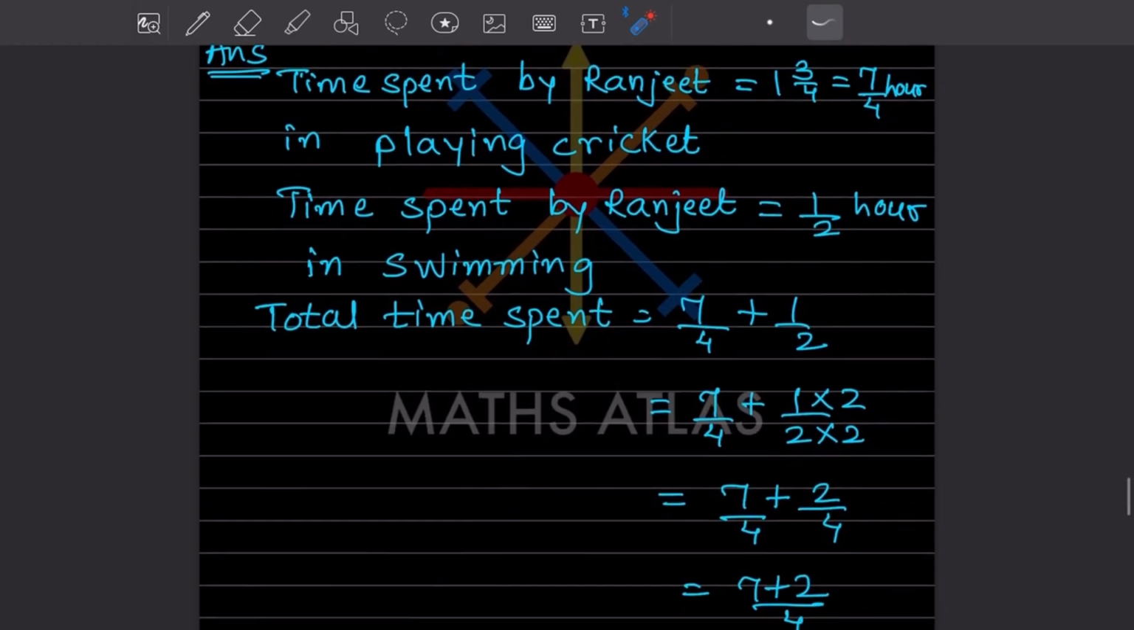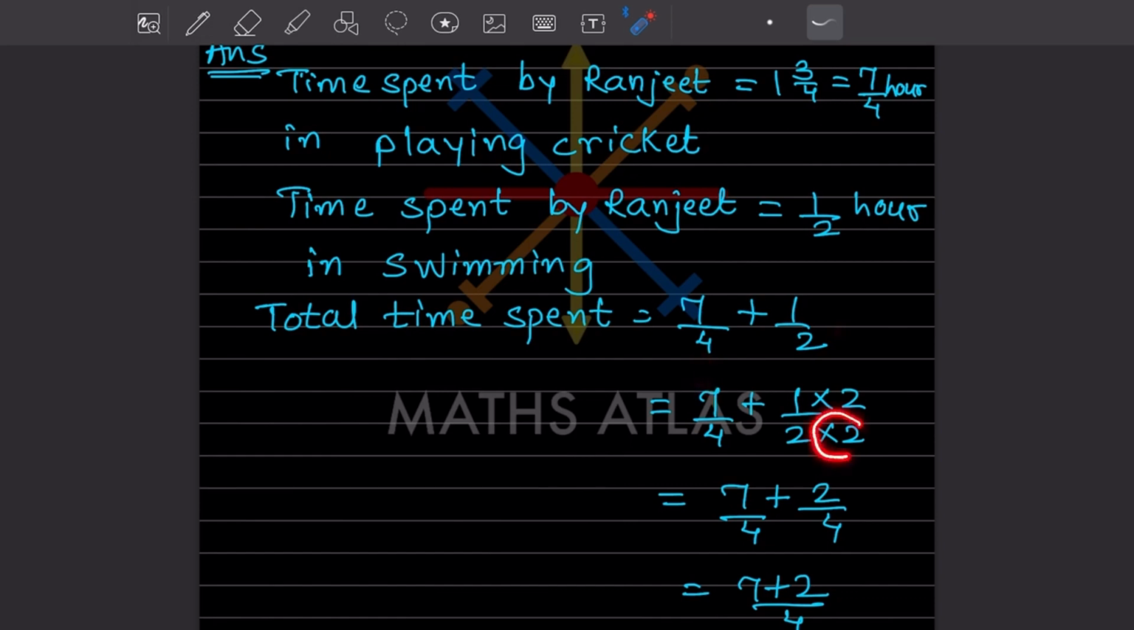Now after doing this, what you can see, the denominators are different. So what we have to do, we have to make the denominators the same. Now this is 4. So now instead of doing the LCM method, because it is a small number, I did it directly over here. So you know here this will be 7 by 4 as it is.